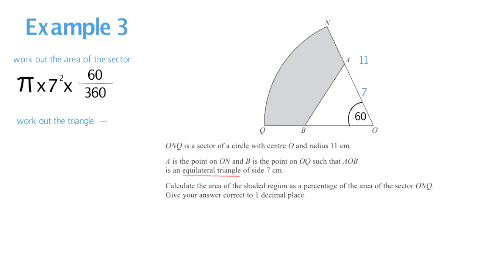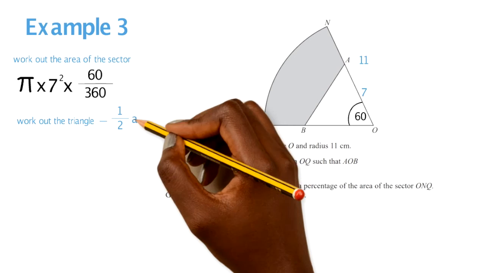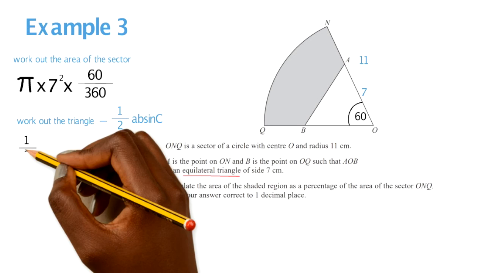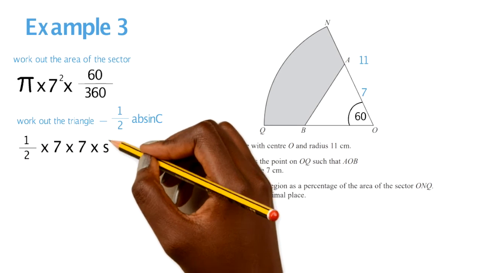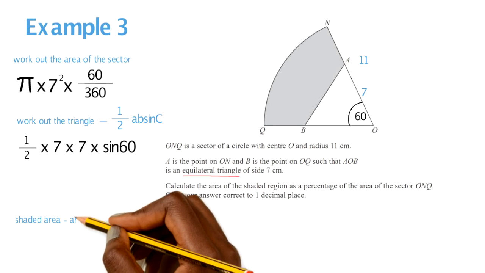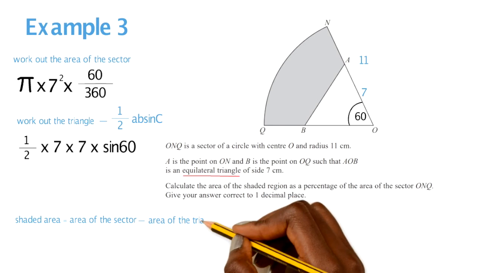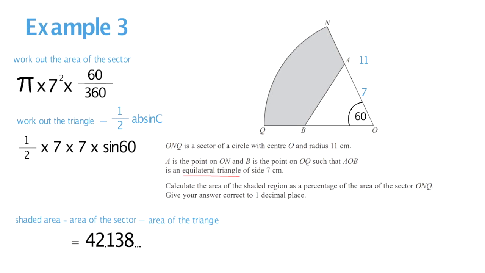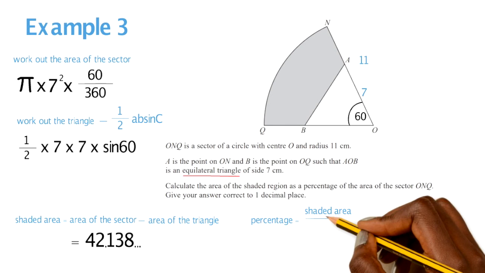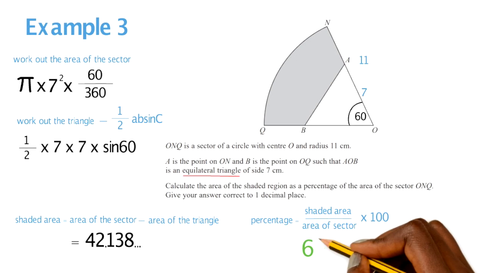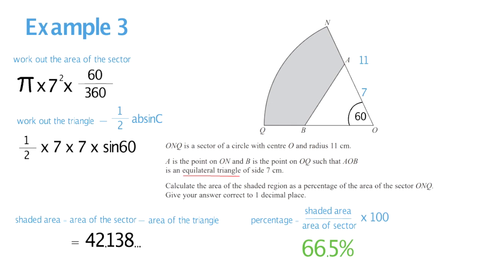Then in order to work out the area of the triangle, because it's a non-right angle triangle, we're going to end up using the formula half ab sine C. Remember, we use that for triangles that are not right angle triangles. So it's going to be half times 7 times 7 times sine 60, where a and b are two of the lengths in the triangle and big C is the angle. So that's the formula for that. To work out the shaded region, we would have to do the area of the sector minus the area of the triangle, which would leave us with a shaded region of 42.138 and so on. Now to work out the percentage of the shaded region out of the sector, we would have to do the shaded area divided by the area of the sector, multiplied by 100, because we're dealing with percentage, and you'd be left with 66.5%. And that's it.